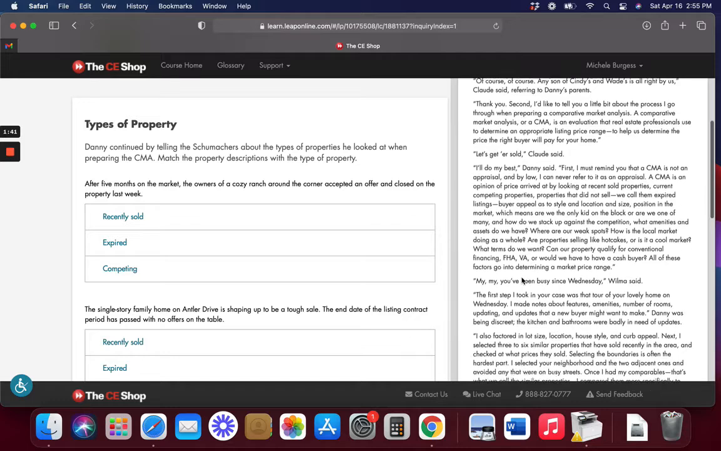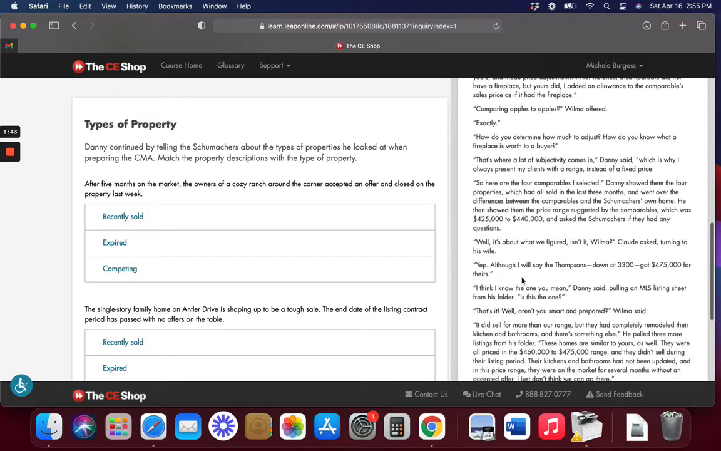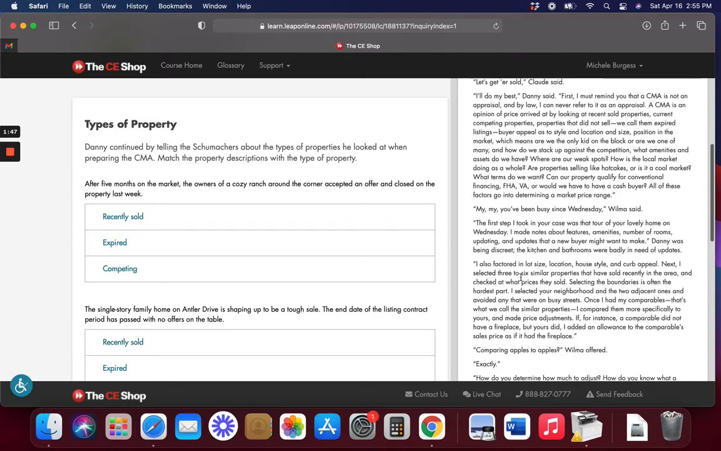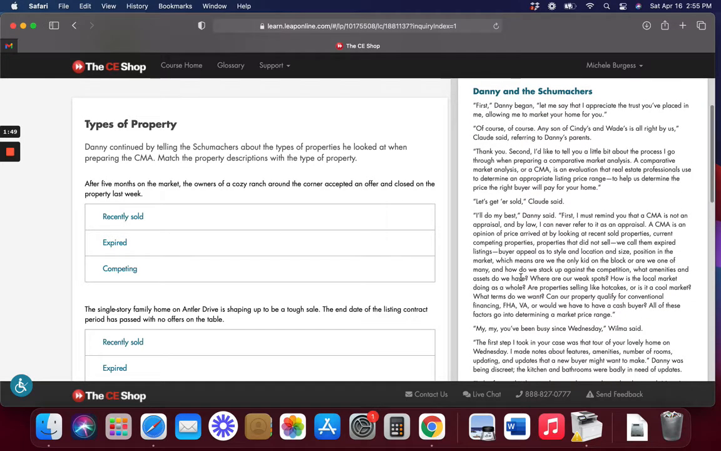All right, I don't know if I'm going to read all of this. If we need to read it all, we will. Let's see if we can not read all of this. This is like a little story thing, and this is not going to be on your test, so I really don't want to read this story and confuse everybody. All right, after 5 months on the market, the owners of a cozy ranch around the corner accepted an offer and closed on the property last week.